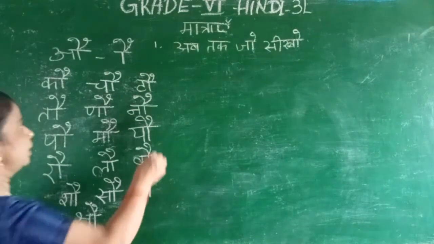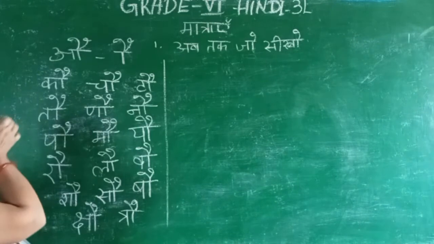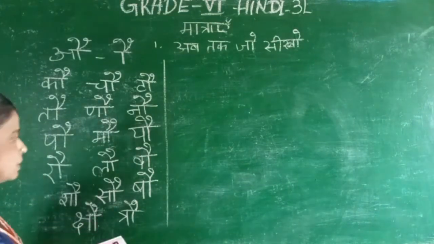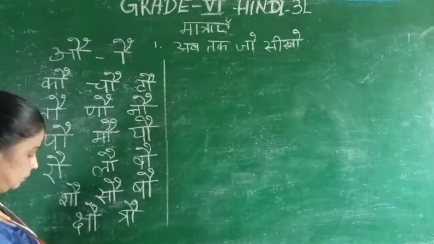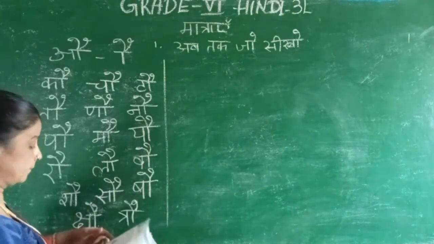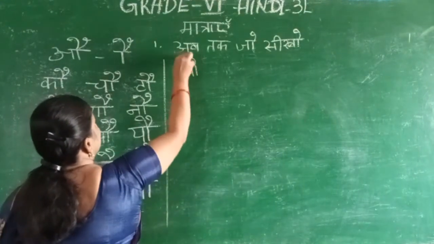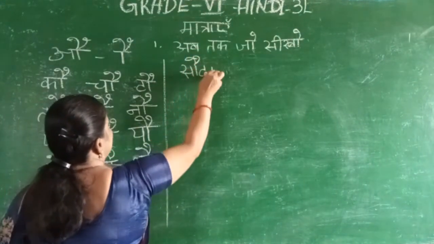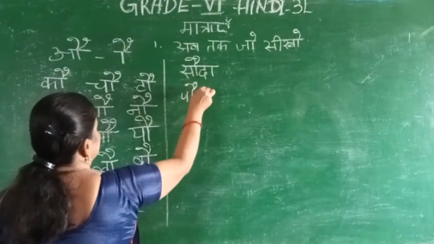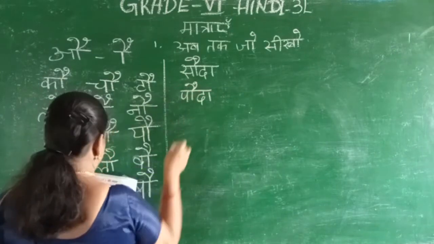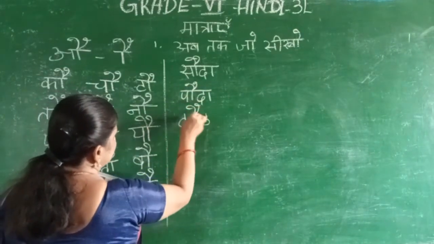Now, the next words. The same, a few examples of words in Au ki matra. First, two letter words. See, sauda, sauda. Pauda, pauda. Dauda, daud.